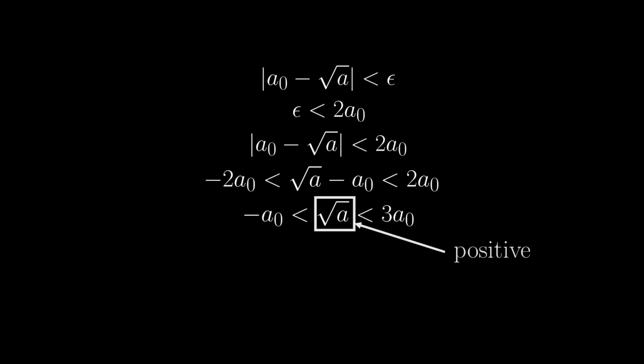Since square root of a is positive, it must be greater than 0. Rearranging, we have a0 to be larger than 1/3 of its actual value. That means whenever a0 is greater than square root of a divided by 3, the error between the iterations and square root of a would get smaller.